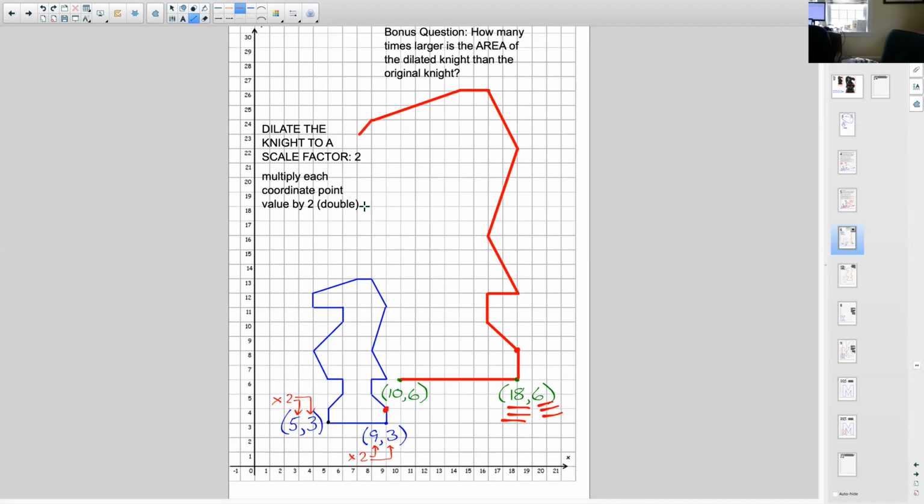All right, everybody, I'm going to my next point. I have 4, 11. Double the 4, 8. Who can double 11? 22. So I have to go to 8, 22. And my night is really starting to come alive. Here, I'll show you. Next one over.